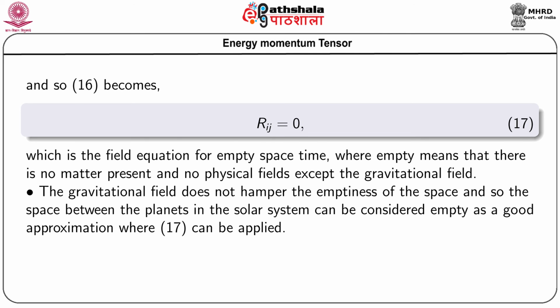Now, the gravitational field does not hamper the emptiness of space, and so the space between the planets in the solar system can be considered empty as a good approximation where equation 17 can be applied. So for very large calculations, we consider the space in the solar system as empty space where only gravitational fields are present, and other fields are not present in that case.